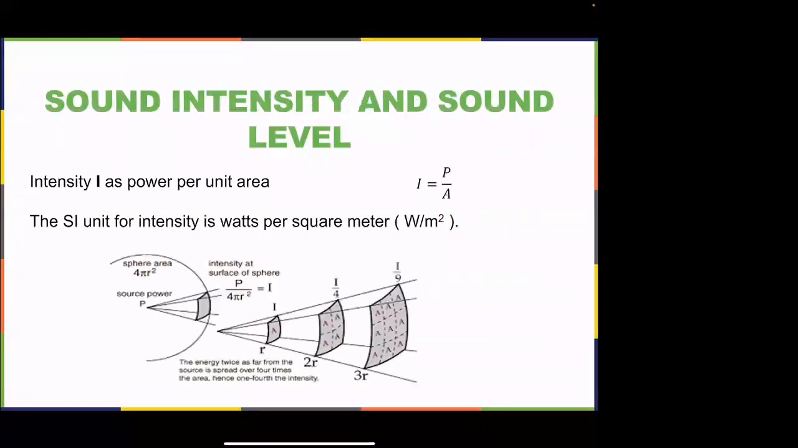To find the intensity, it is watts per meter squared, power divided by area. So that's how we find our intensity. And you can see as this gets further and further away, closer means a smaller area, so you're going to have a more intense sound. When you double the radius, 2R, and then 3R, look how much the intensity goes down to a ninth.